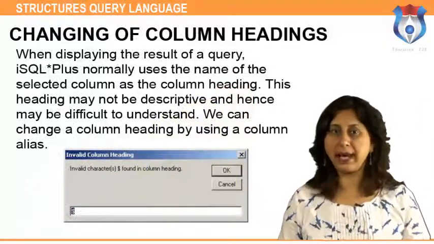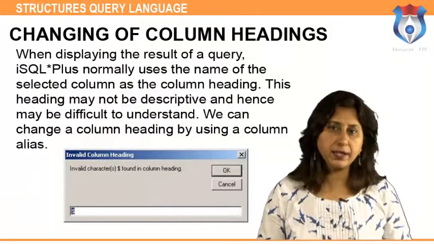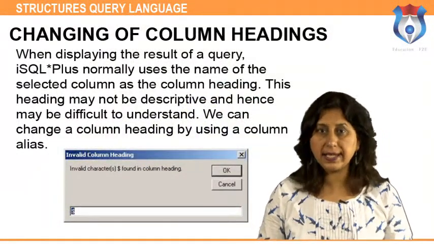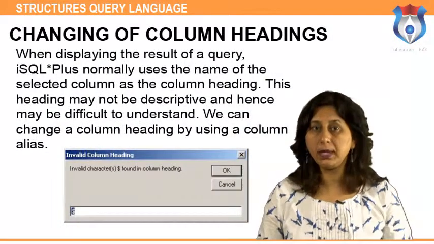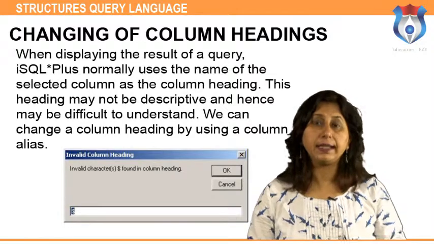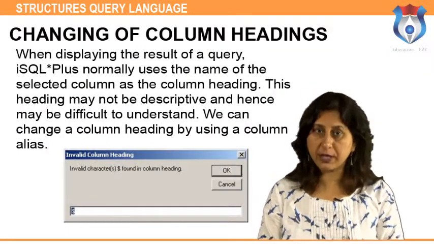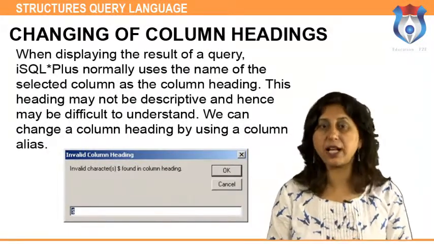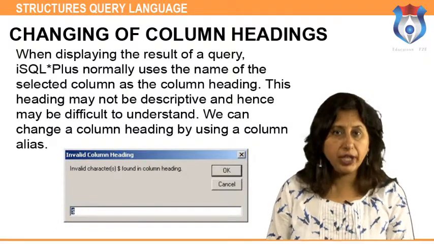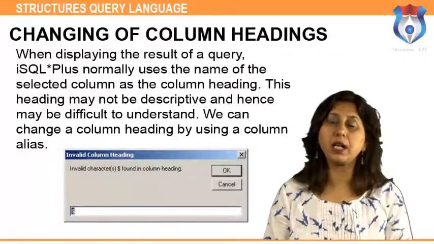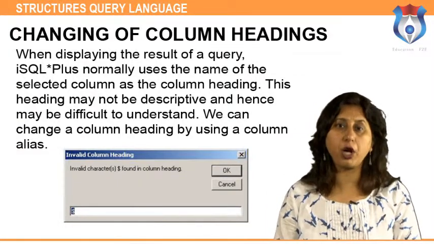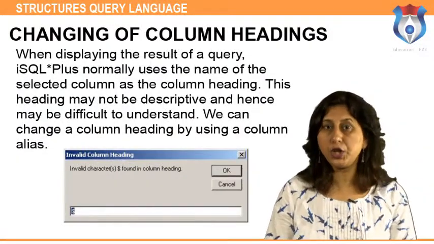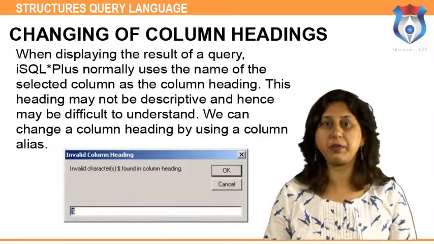Changing of column headings. When displaying the result of a query, SQL*Plus normally uses the name of the selected column as the column heading. This heading may not be descriptive and hence may be difficult to understand. We can change a column heading by using a column alias. Specify the alias after the column in the select list using a space as a separator.